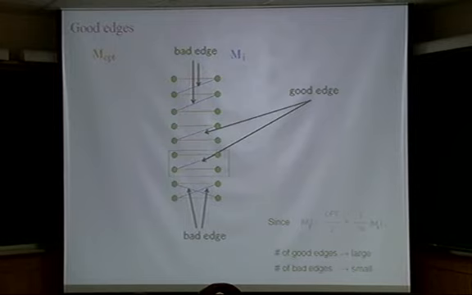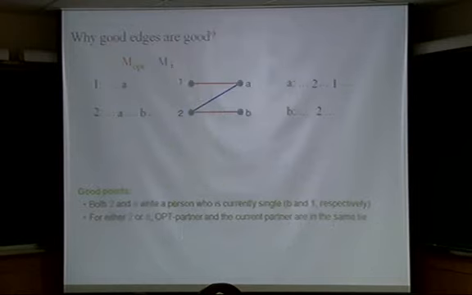Now, because we are considering this case, our current matching is almost half the optimal. There must be a lot of good edges, because this component makes the ratio close to 2, right? And why are good edges good? So these red edges are from OPT, and blue edges are from M, our matching.